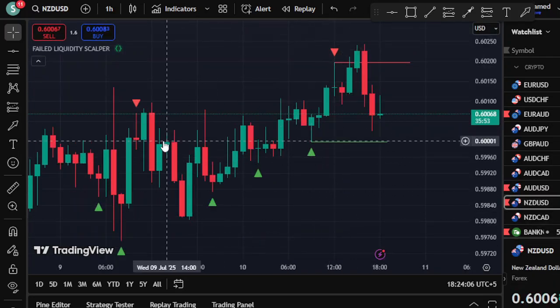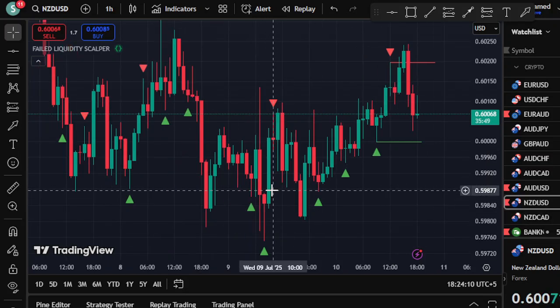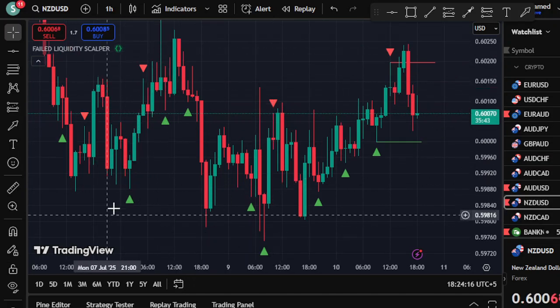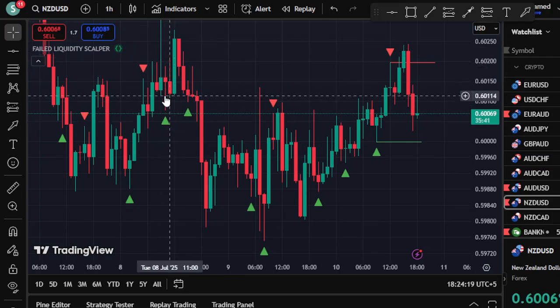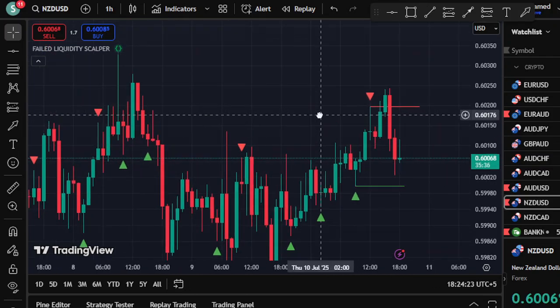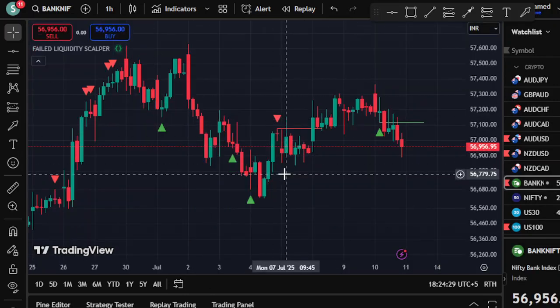NZD USD, let's see. Yes, you got a scalping chance here. But I suggest everyone, technically, just look at this, right from here to here. The price is up. On the up price, if there is any failed setup, you can go for a sell. But if the price is very overbought, then finding more buying positions will not help you. So be a little bit conscious about it.